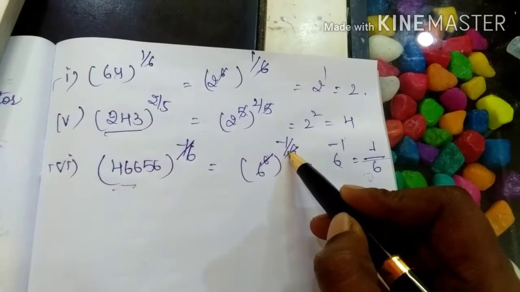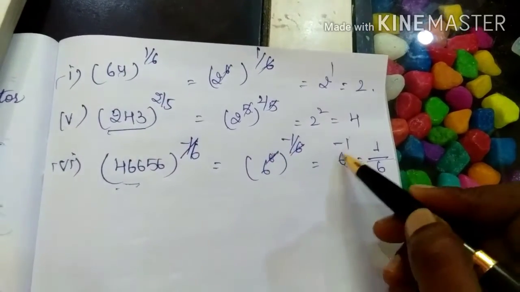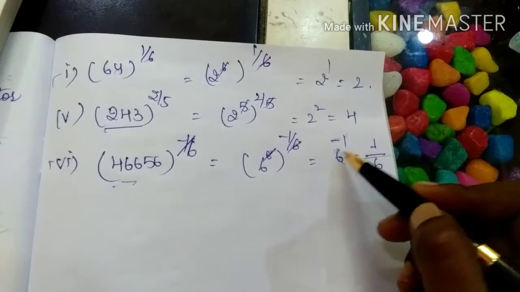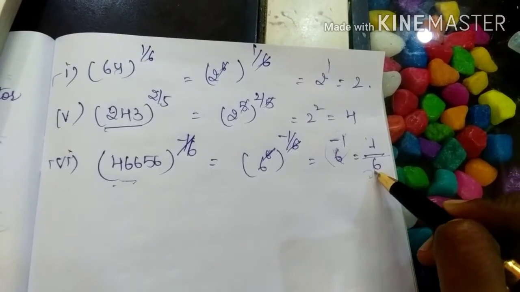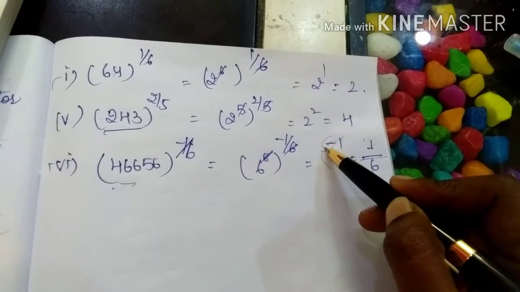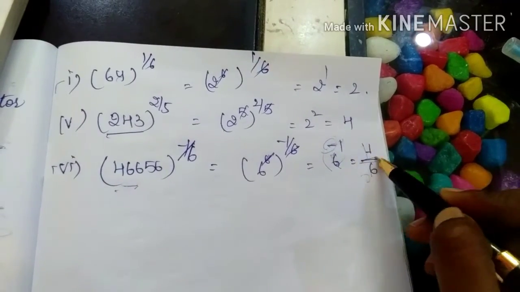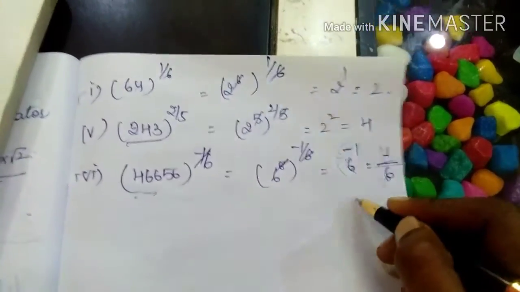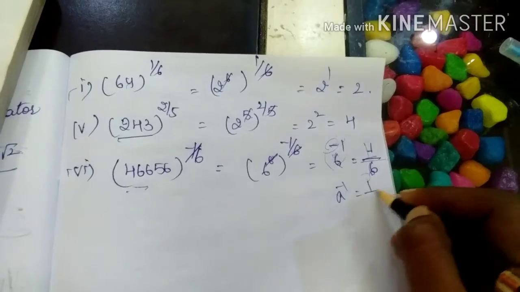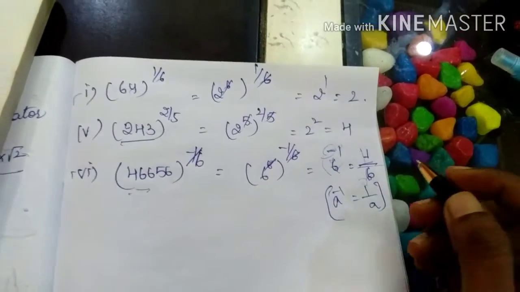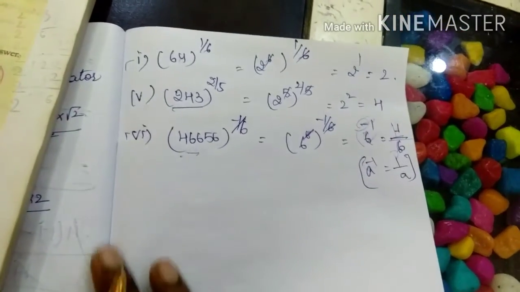Whole to the power of minus 1 by 6, the 6 will cancel. We are having 6 power minus 1. This can be written in the inverse form, meaning if you take out this minus, you will get 1 by 6. That is nothing but a power minus 1 equal to 1 by a, formula. Clear? A inverse equal to 1 by a. That is your 8th bit.